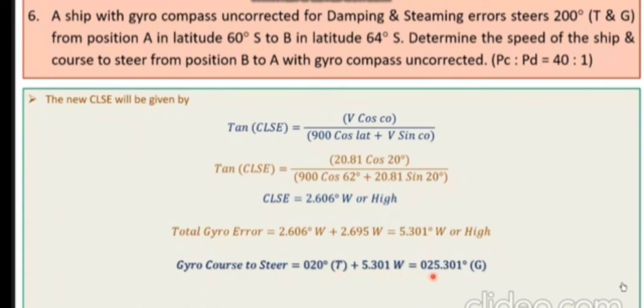It gives us 025.301 degrees as the gyro course to steer. So we have obtained the second item also. They wanted us to find the speed of the ship and the gyro course to steer from position B to A. Both have been calculated.